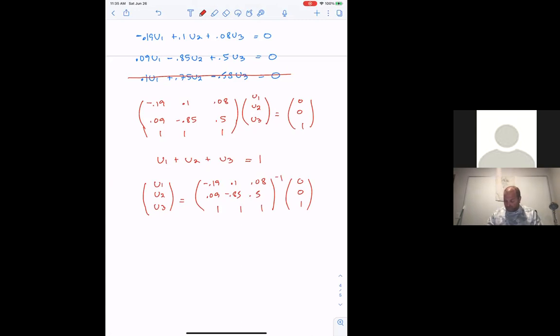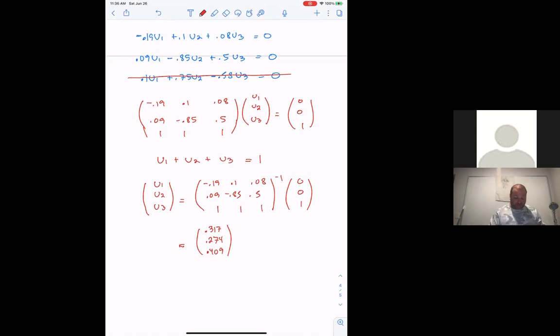And then I have A inverse times what I'm calling E, and that gives me approximately 0.317, 0.274, 0.409. Hopefully you got the same thing.